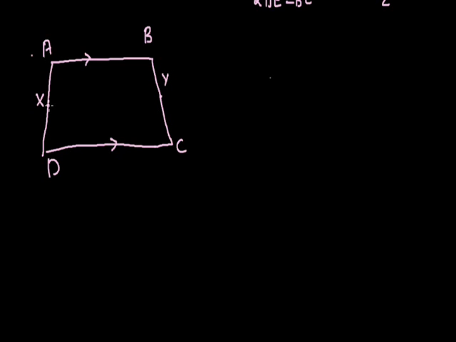Now if I happen to join both these points, what I need to prove here is, can I prove that XY is equal to half of DC minus AB? Can I do that? That's the challenge here, and I shall use the midpoint theorem to do this.